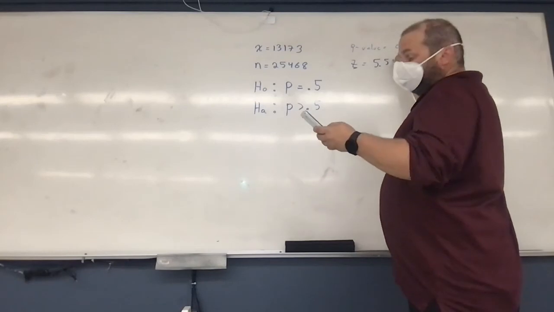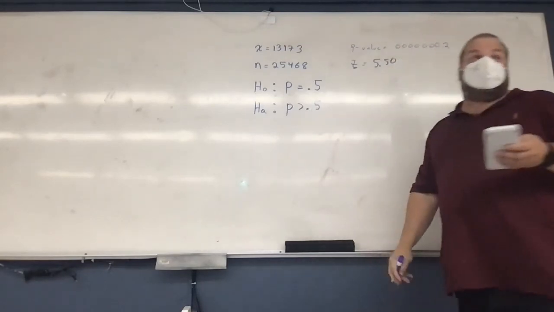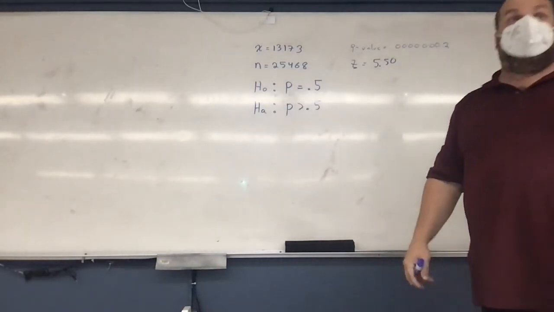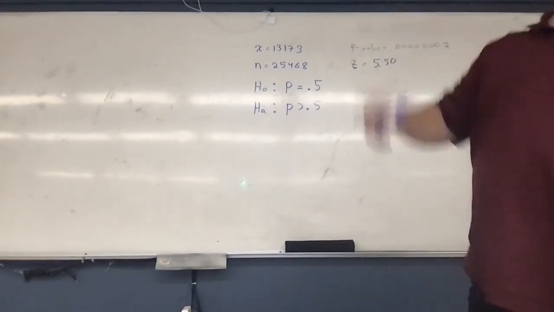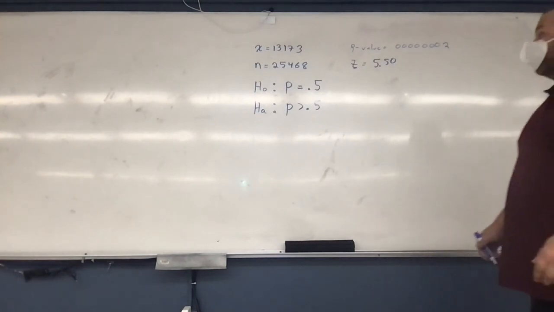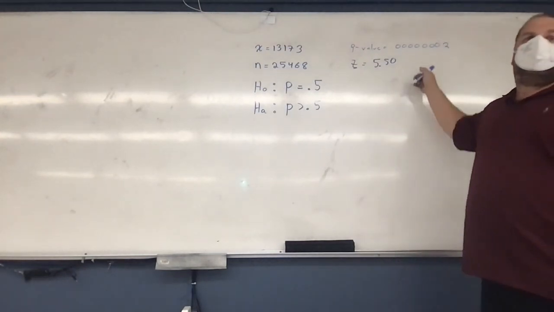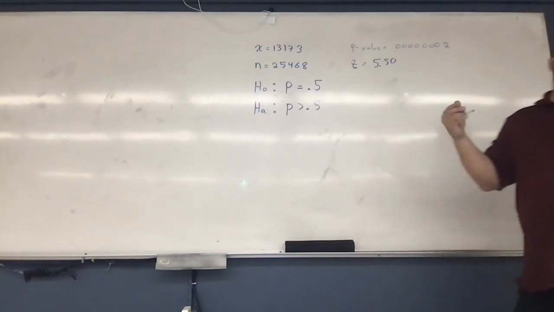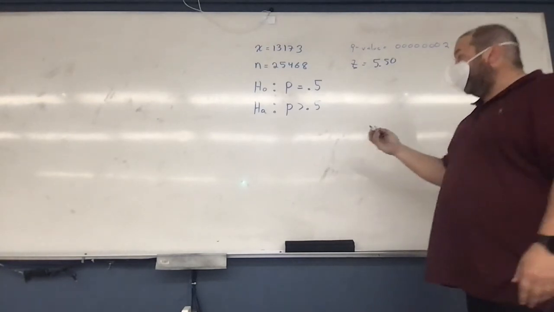5.5 or so, 5.50, which, as you can tell, means we're 5.5 deviations to the right. That's really way out there. Again, a very unlikely result, reinforcing the fact that we're going to reject the null hypothesis. The question is, can I get these results by hand? And the answer is yes, in a very simple way.